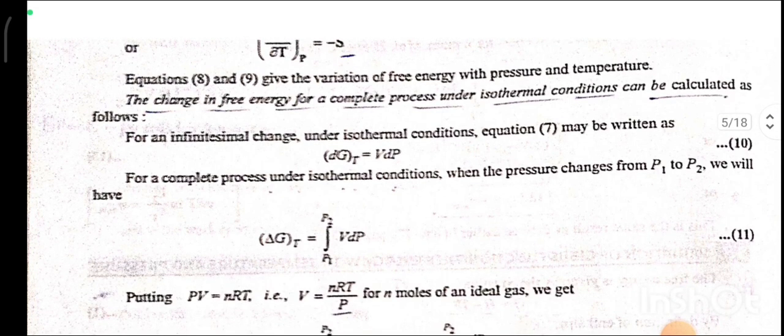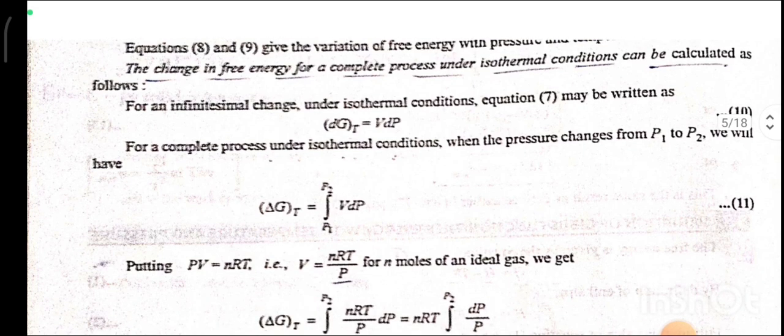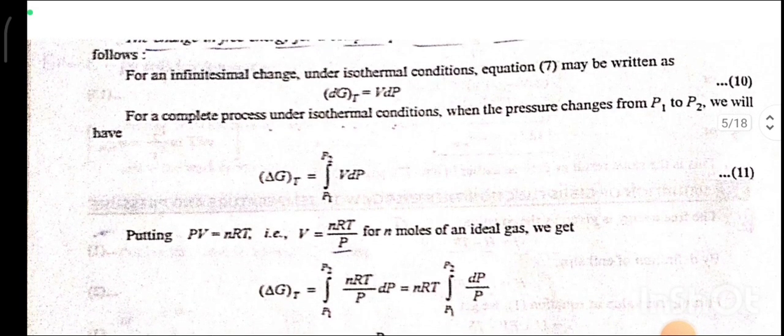The change in the free energy for a complete process under the isothermal condition can be calculated as follows. For an infinitesimal change under isothermal condition, equation 7 may be written as dG at constant T = VdP. For a complete process under isothermal condition, when the pressure changes from P1 to P2, we will have ΔG at constant T = the integration from P1 to P2 of VdP.